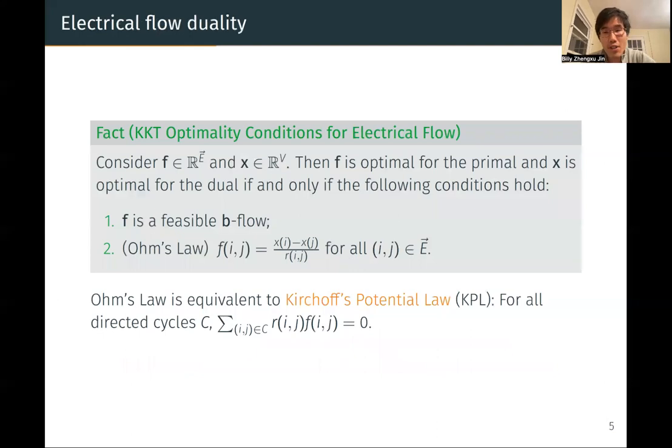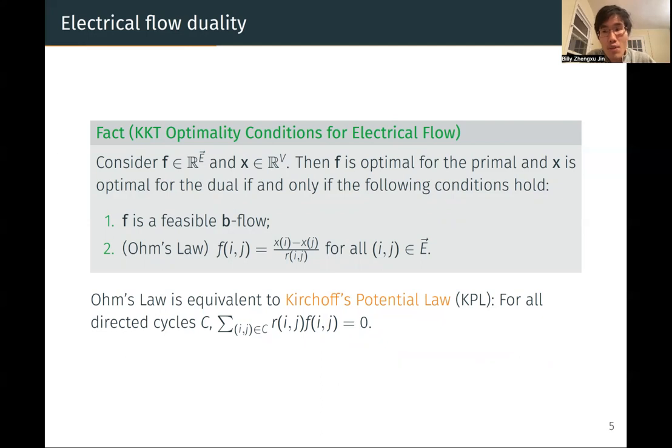So in particular, here's how the duality works. If you write out the KKT optimality conditions for this primal dual pair of optimization problems, they're as follows. f is going to be optimal for the primal and x optimal for the dual if and only if the following two conditions hold. First, we need that f is a feasible b-flow. And second, which is a complementary slackness condition, we need that for every edge ij, the value of f on the edge is equal to x_i minus x_j divided by the resistance on edge ij, for every edge in the graph.